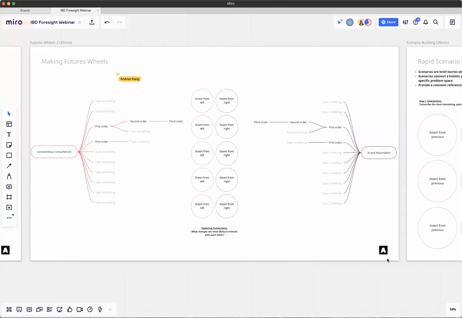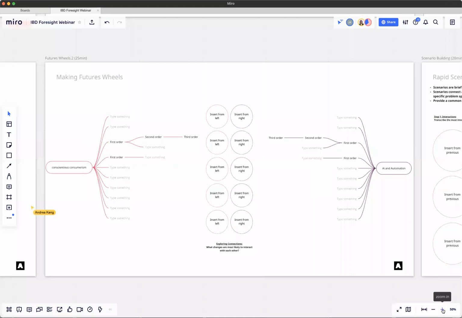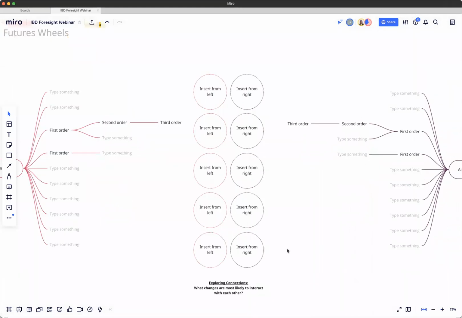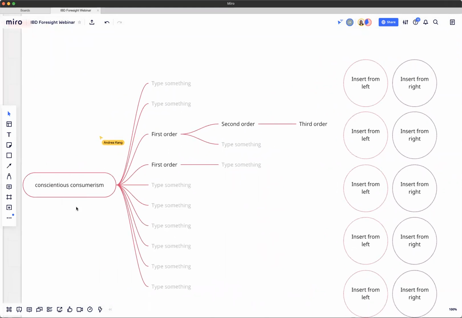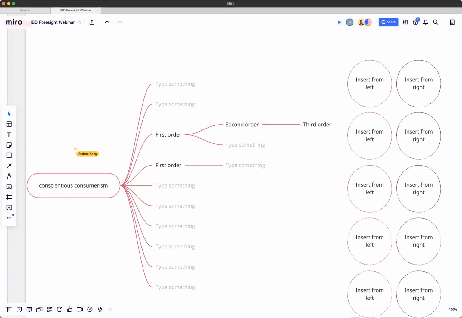Okay, so we're going to start with these changes then, and we're going to think about 10 years out in a world where conscientious consumerism becomes increasingly the way we think about how we engage with products and services. What is that world like? So like what happens in a world where there's conscientious consumerism?